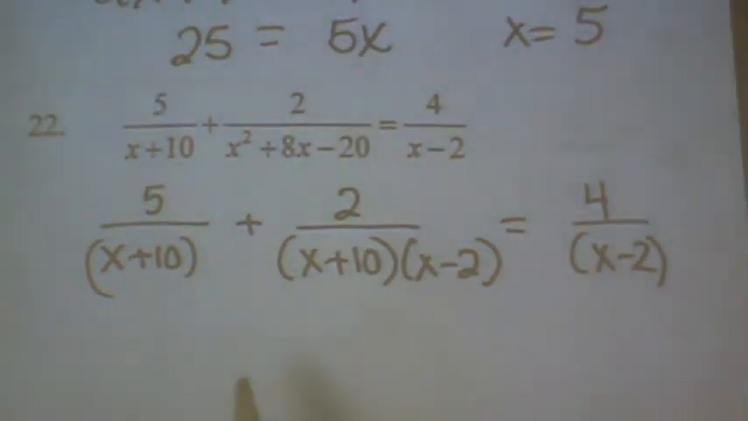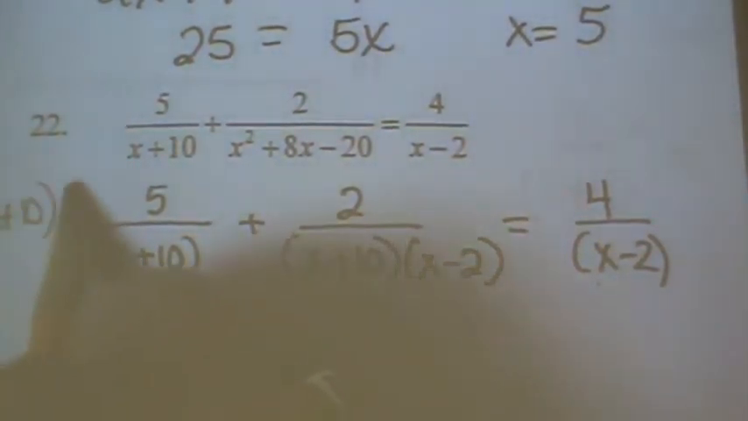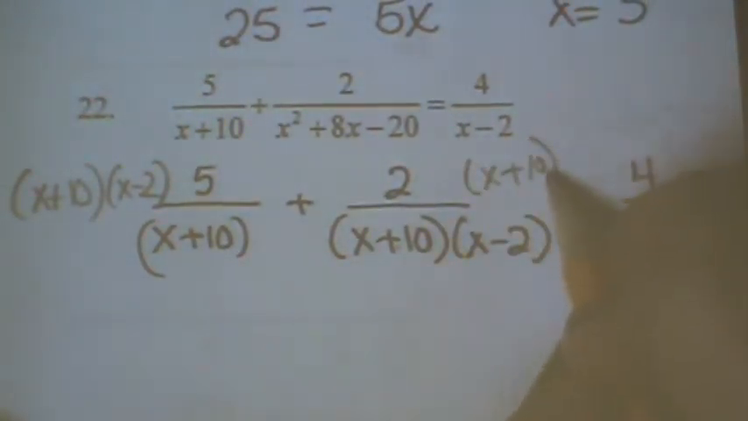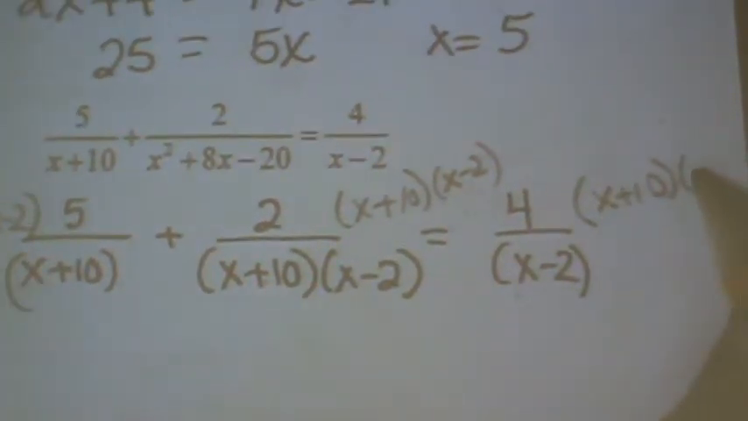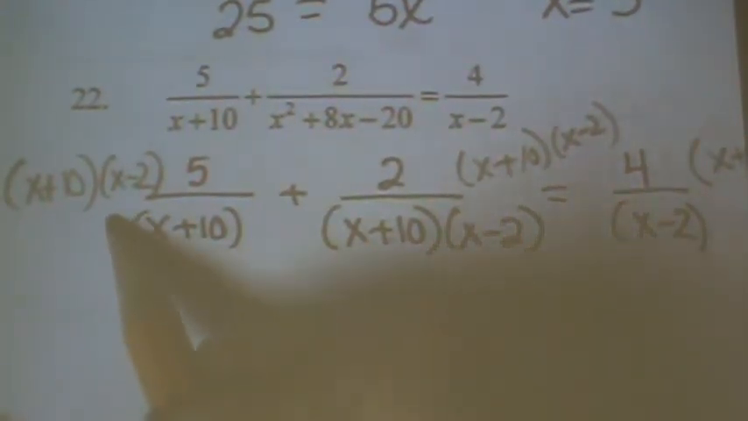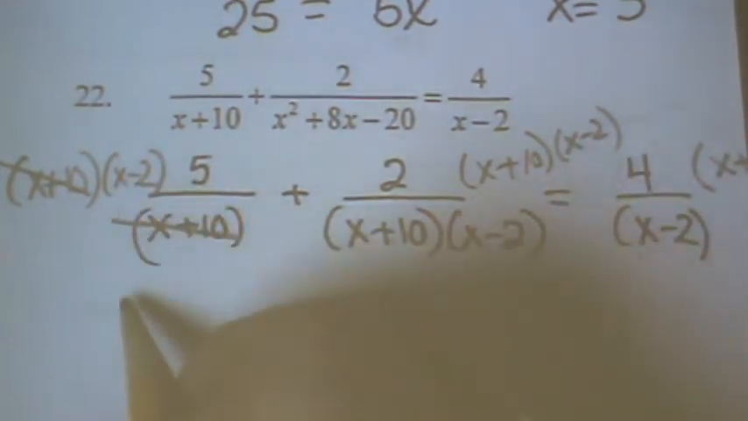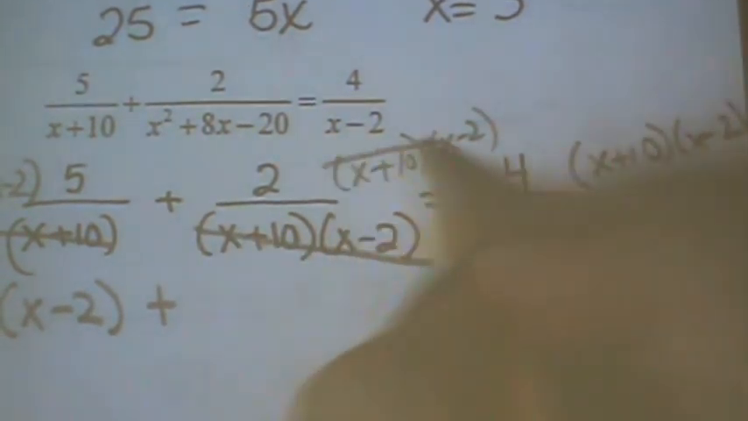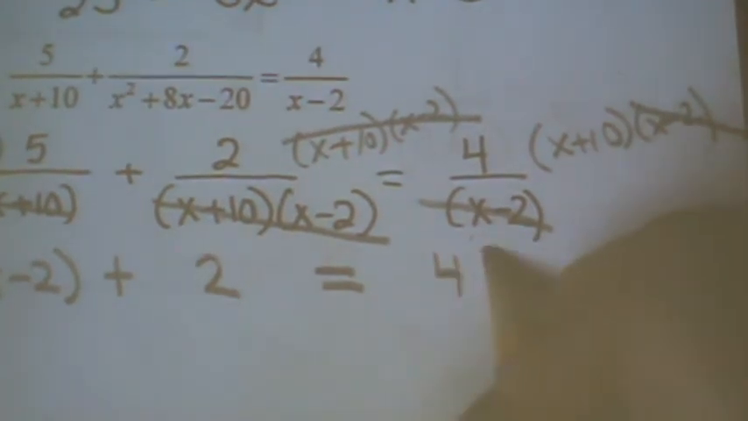So what we have to do is multiply all 3 of these fractions by x plus 10, x minus 2. Don't forget all three. So what's going to happen? These are going to cancel. So you have 5 times x minus 2. Plus, both of these are gone. And the x minus 2 cancels, so you have 4 times x plus 10.